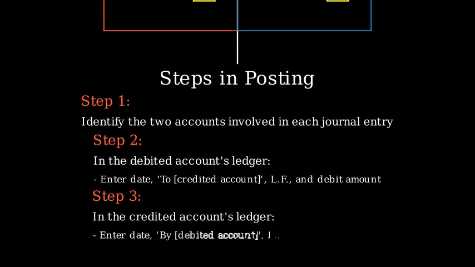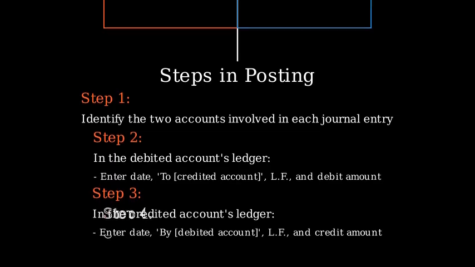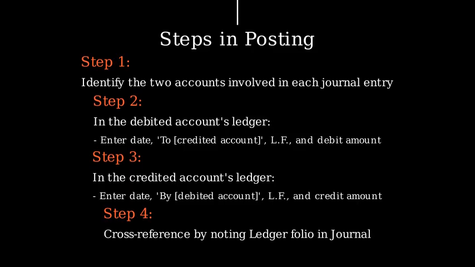Step 3. In the ledger of the second account, which is credited, enter the date, particulars as "by," followed by the name of the debited account. Enter the LF number, and record the credit amount. Step 4. Cross-reference by noting the ledger folio in the journal's narration column.